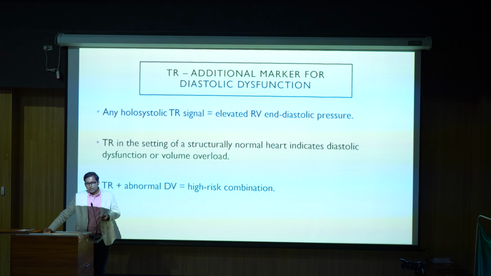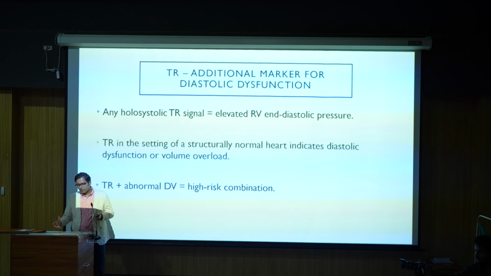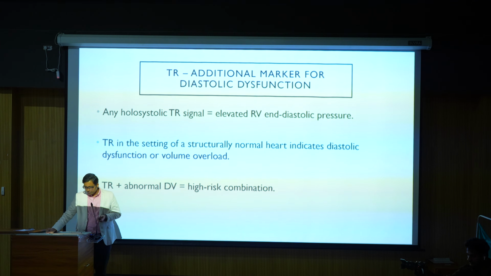There is one more additional marker for diastolic dysfunction, which is tricuspid regurgitation. Daily we definitely try to assess the tricuspid waveform and tricuspid flow. Any holosystolic TR signal will mean that there is an elevated right ventricular end-diastolic pressure. So TR in the setting of a structurally normal heart indicates diastolic dysfunction or a volume overload.